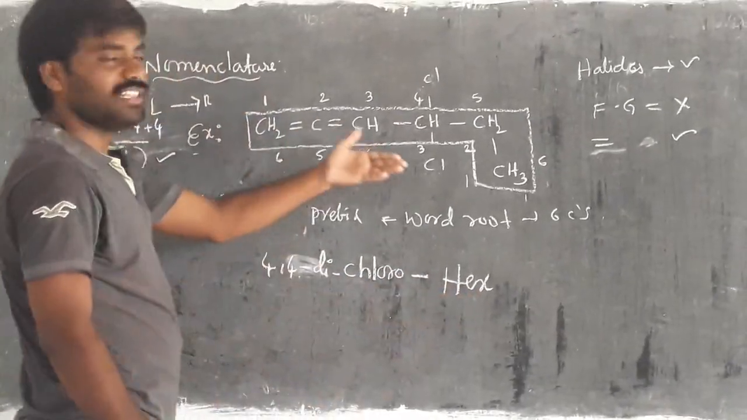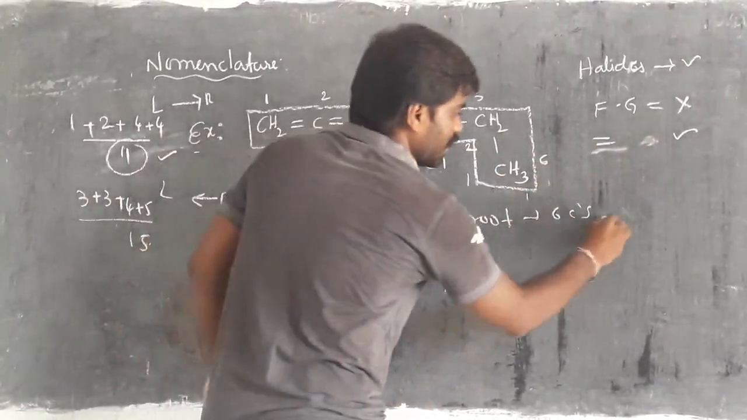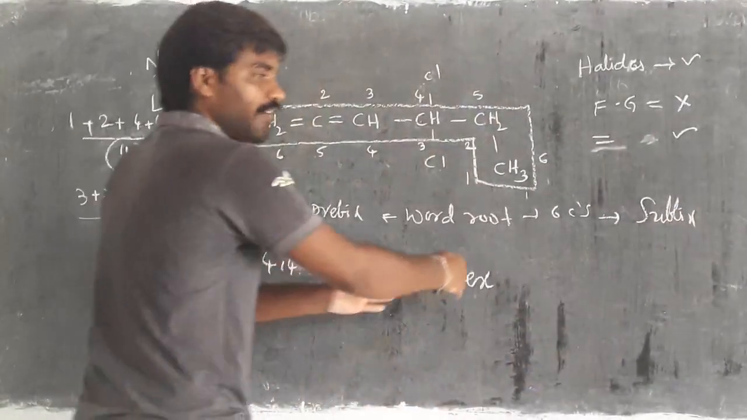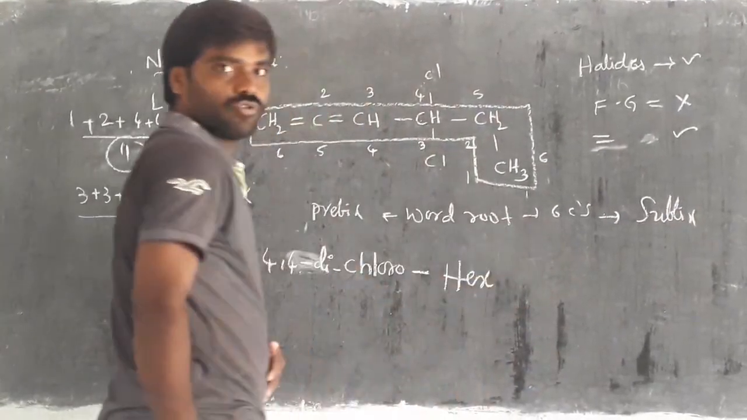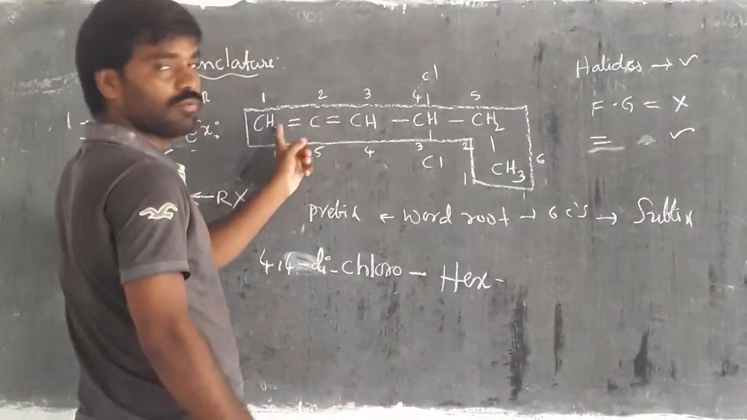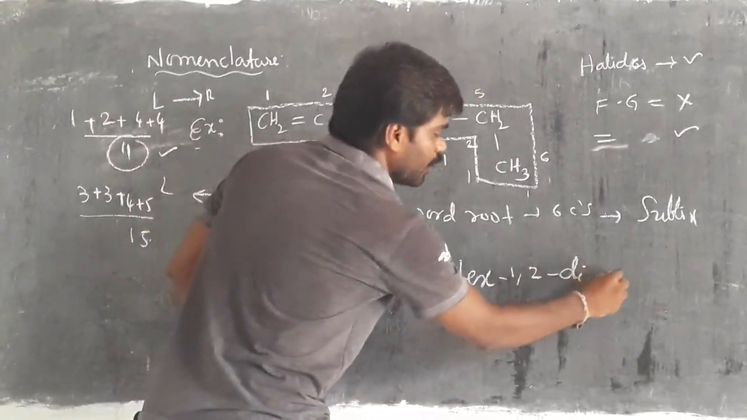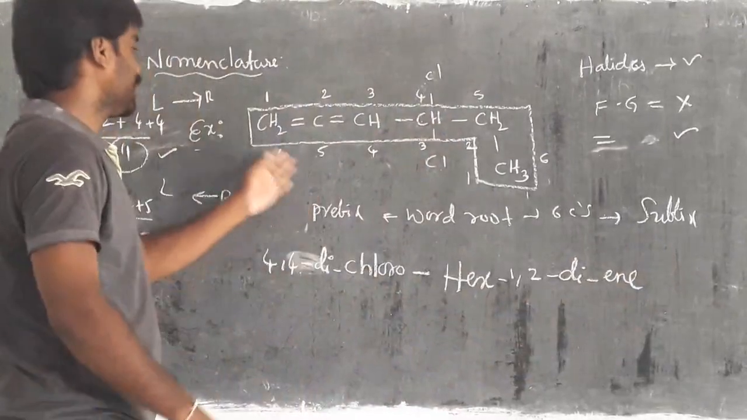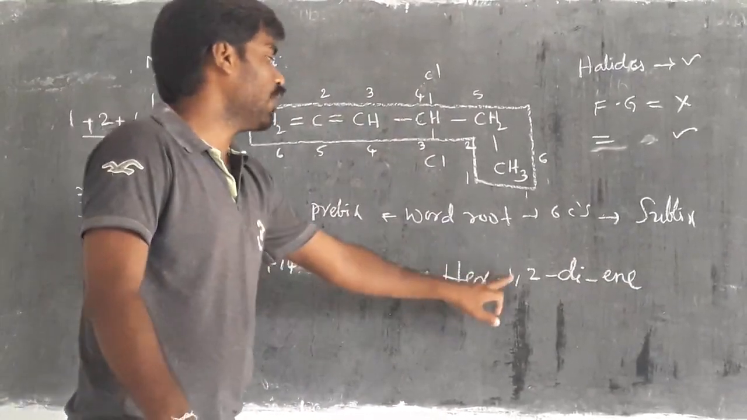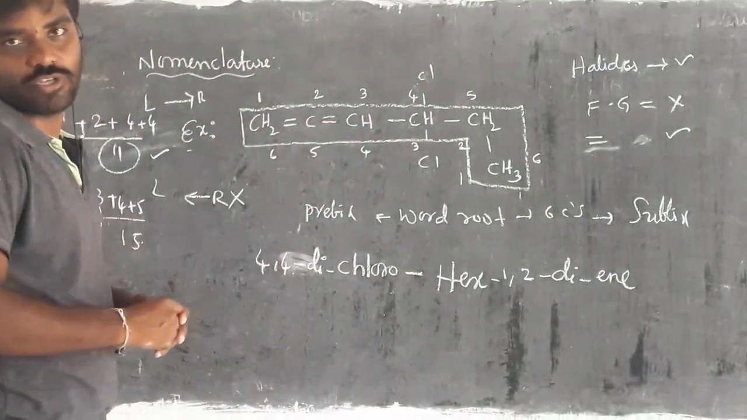Still is anything there? We have double bonds. Double bonds come under the suffix, which is mandatory, right? So after the word root we have to write the double bonds. Here how many double bonds are there? 2 double bonds are there, on first carbon and second carbon. We have to write like this. For that, the entire molecule name is 4, 4 dichloro hex 1, 2 diene. So this is the name for that entire molecule. Right children? Understood?